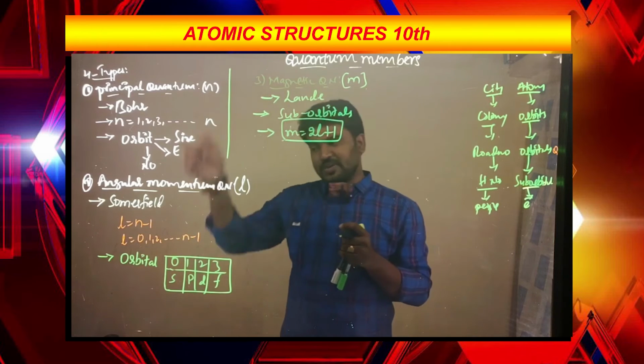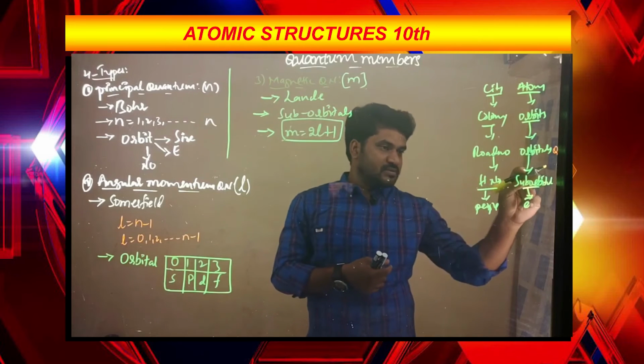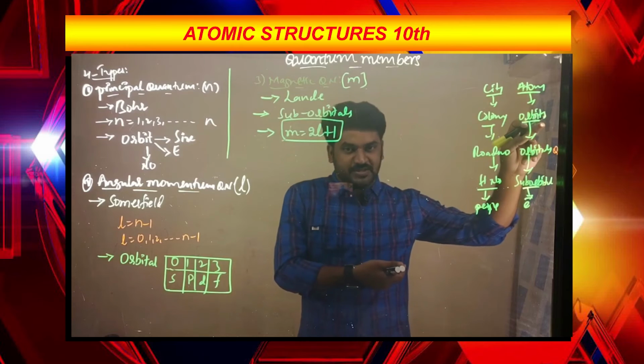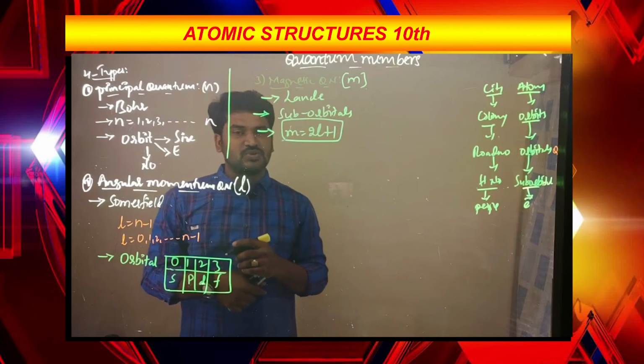Suborbitals are depending upon the orbitals, and orbitals are depending upon the orbits. So in that way we can say it. And the values are what here? m equals 2l plus 1.